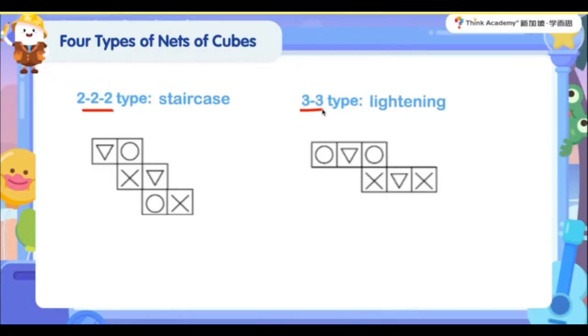Everyone, type in your chat box. The first one is called the 1-for-1 type. And then we learn about the 2-3-1 type. And then we also learn about the 2-2-2 type, also the 3-3 type, right? Okay, so here are the 4 types.